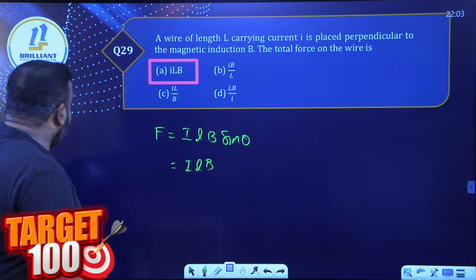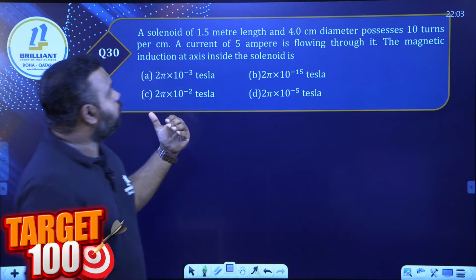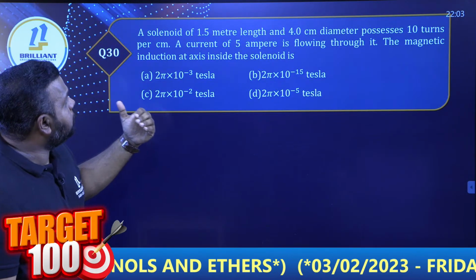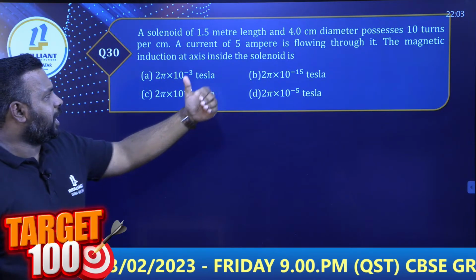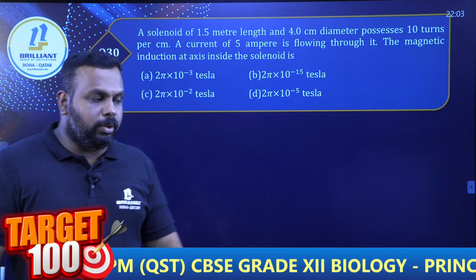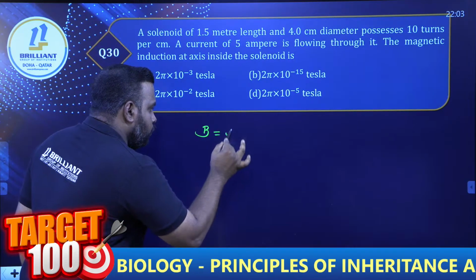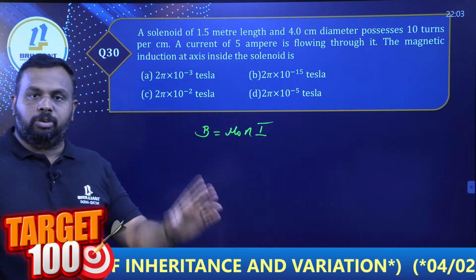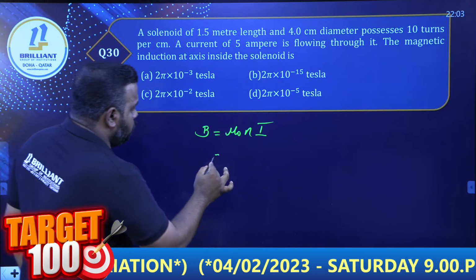So the last question of today's session, question number 30. A solenoid of 1.5 meter length and 4 centimeter diameter possesses 10 turns per centimeter. A current of 5 ampere is flowing through it. The magnetic induction at axis inside the solenoid is, direct formula, magnetic field due to a solenoid. What is it? B is equal to mu naught n I. All of you know that magnetic field inside a solenoid is B equal to mu naught n I.